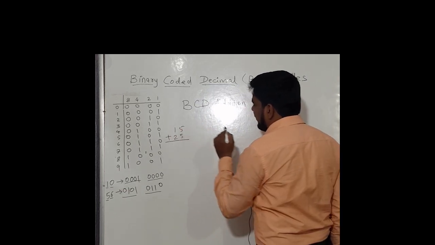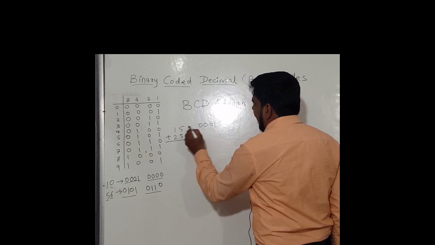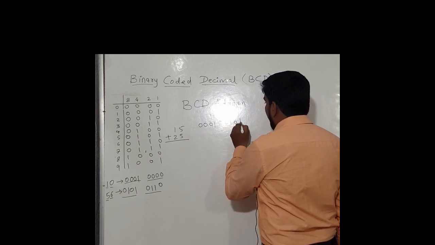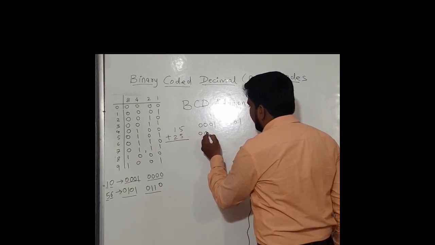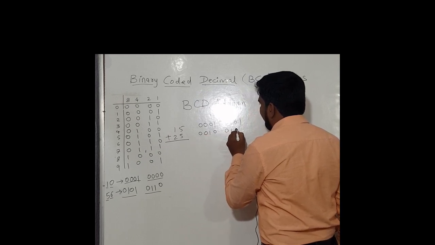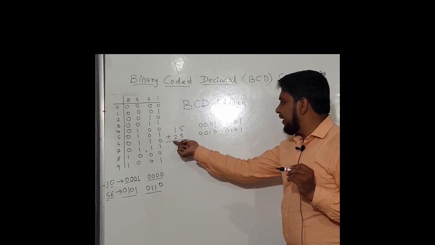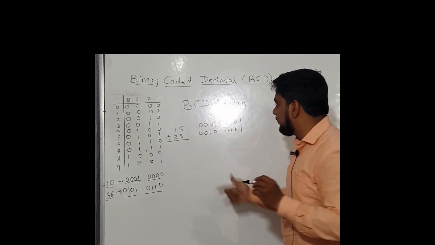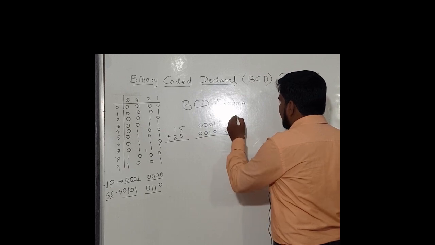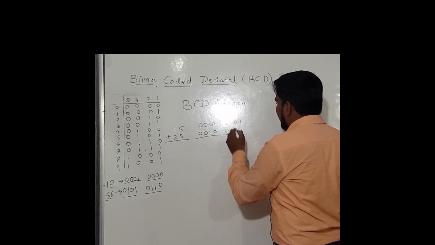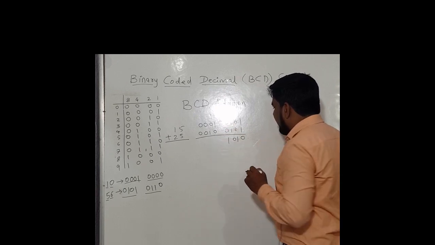So we first have to represent them in binary form. For 1 the representation is 0001 and for 5 it is 0101. Similarly, the representation for 25 is 2 and 5: 2 is 0010 and 5 is 0101. This is the representation for 15 and 25 in BCD. Now we have to perform the addition. 1 plus 1 is 0, carry is generated; 1 plus 0 is 1; 1 plus 0 is 1; 1 plus 1 is 0, carry is generated; 1 plus 0 plus 1 is 1. That is 1010.